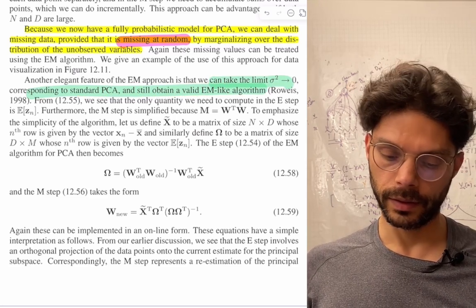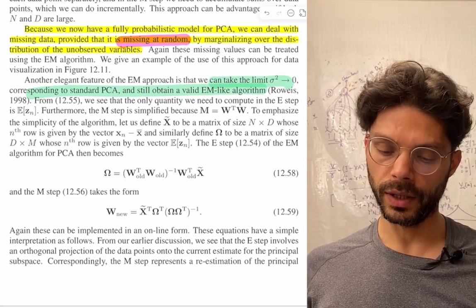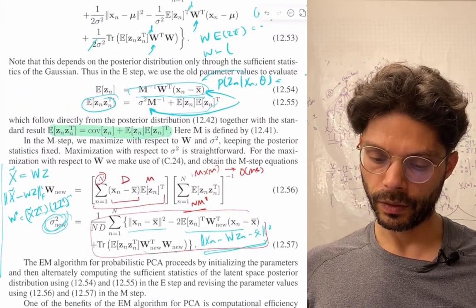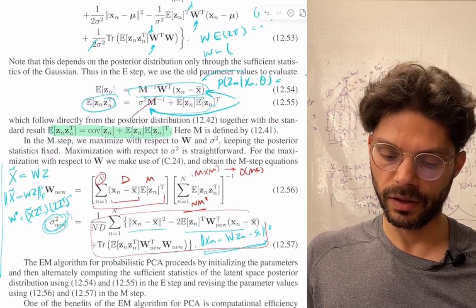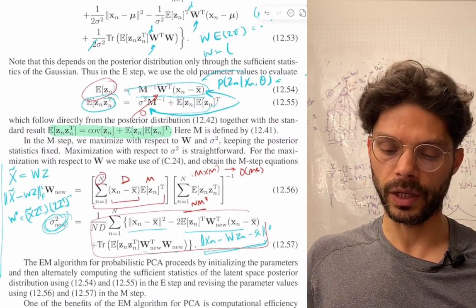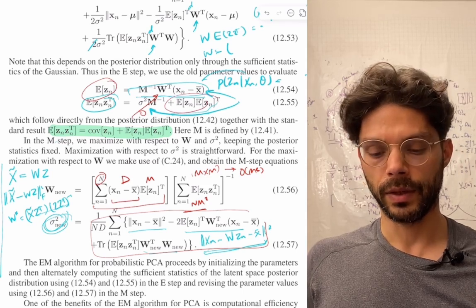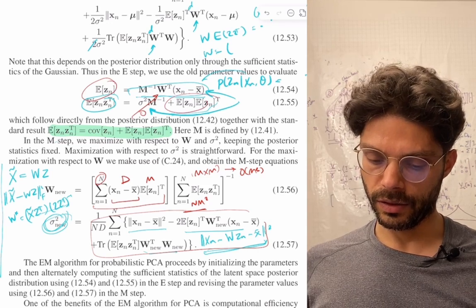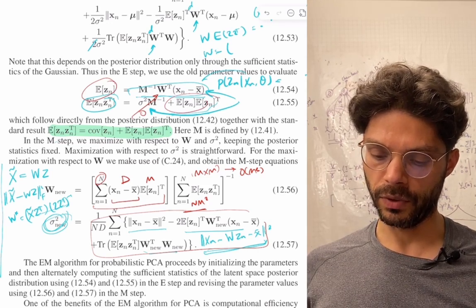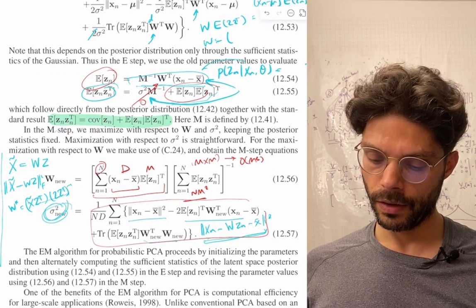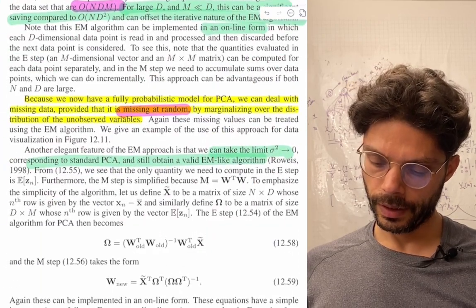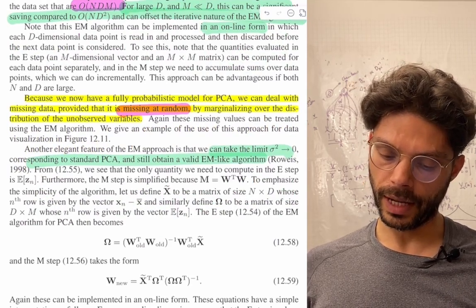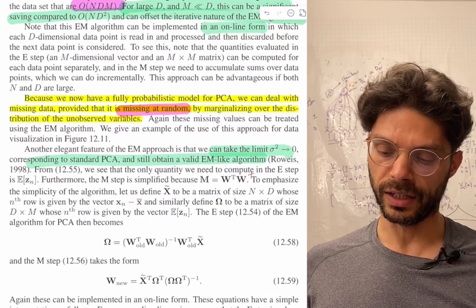Right. And we see that the only quantity we need to compute in the E step is E of Zn. So let's have a look at this, because this other term is going to go to 0. So that's all we need. E of Zn Zn transpose is just a product of those guys, so we won't need to compute anything fresh, which is good. Furthermore, the M step is simplified because we don't have this additional term that was floating there anymore.